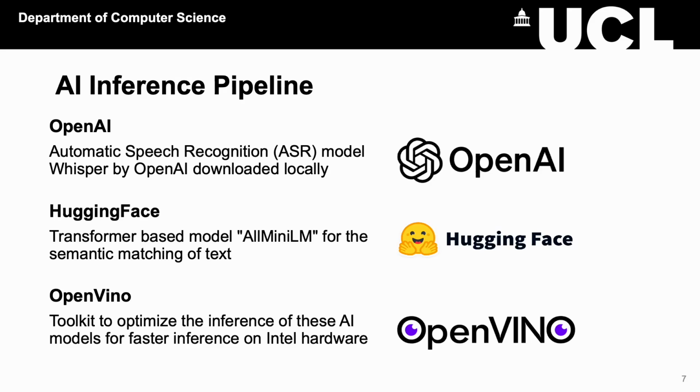And for semantic text matching, we leverage Hugging Face All Mini LM, a transformer-based model optimized for efficient natural language processing. This allows us to compare the semantics of two texts and return an accuracy score.